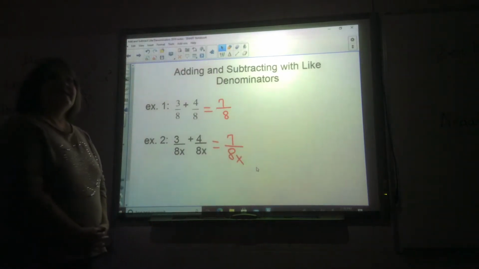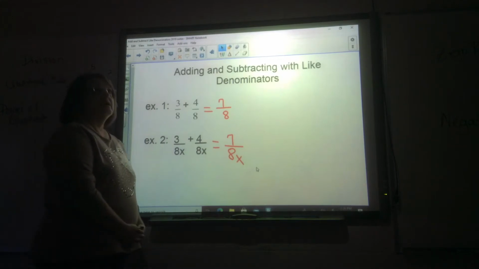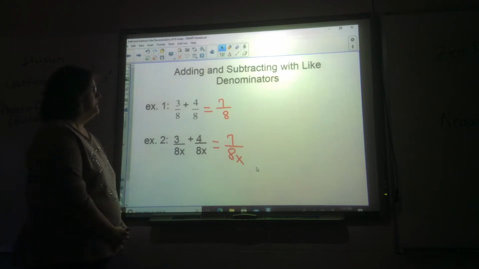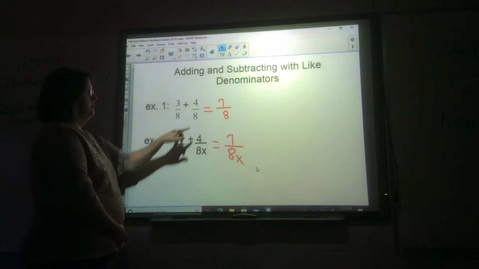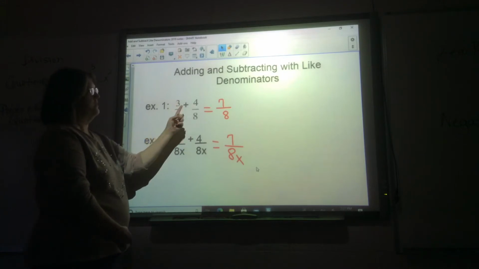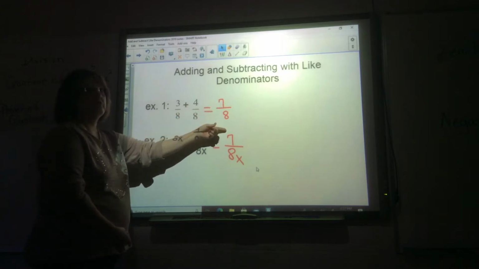We're going to be adding and subtracting rational expressions that have the same denominator. They have like denominators. All right, we're going to go back to elementary school for a minute. When we have 8 in our denominator and it's the same thing, all we have to do is add our numerators. 3 plus 4, 7 over 8.